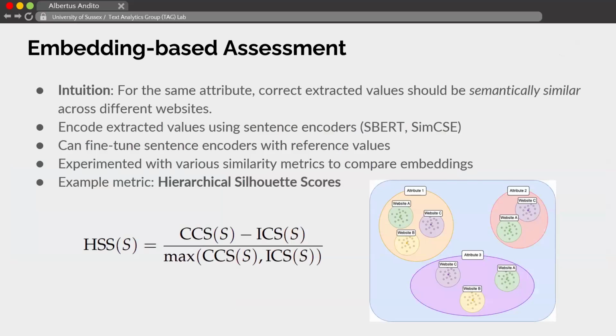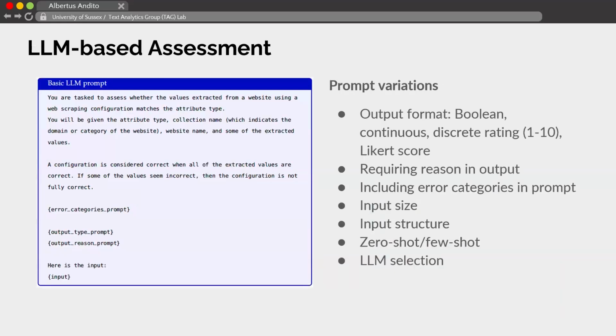For the embedding-based assessment, the intuition is that for the same attribute, correct extracted values should be semantically similar across different websites. For example, if I was extracting the genre values from the IMDb movie website earlier, then if they are correct, the genre values should be semantically similar in the embedding space to genre values from other websites. So we use embedding similarities for this. We encode the extracted values using sentence encoders. If we have some reliable values that we can use as references, we can even fine-tune the sentence encoders. I experimented with various similarity metrics to compare the embeddings and came up with some of my own, including the hierarchical silhouette score.